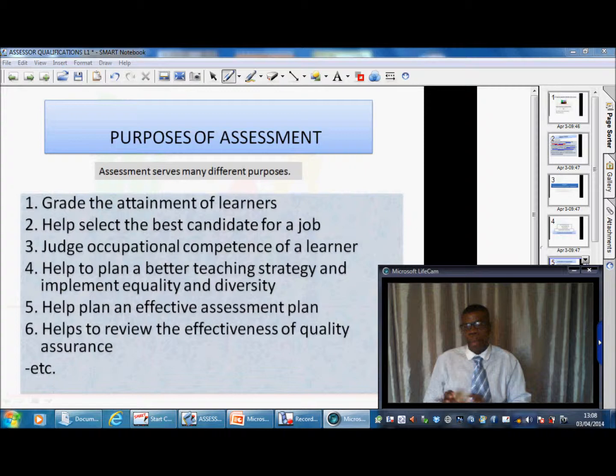Another purpose of assessment is that it helps to review the effectiveness of quality assurance.